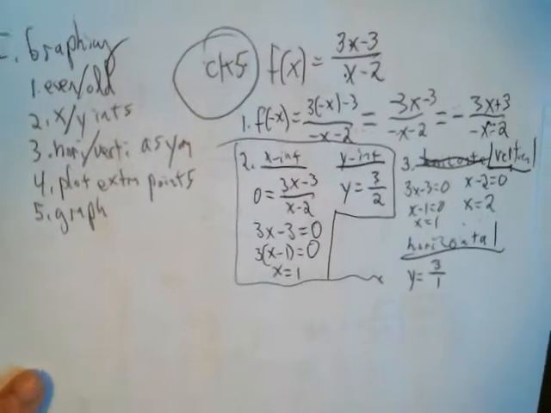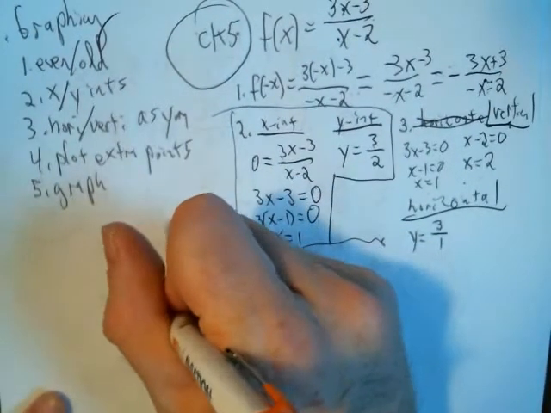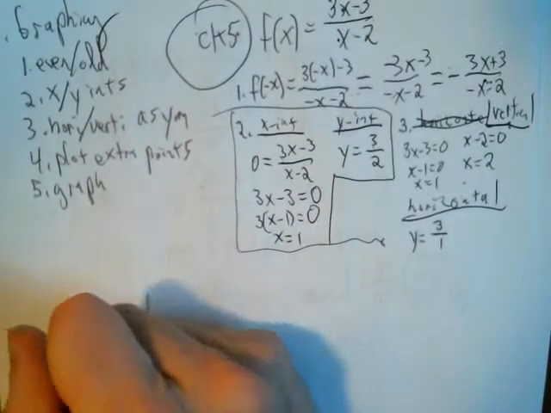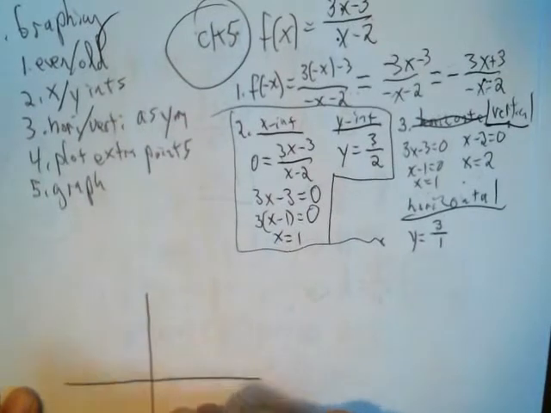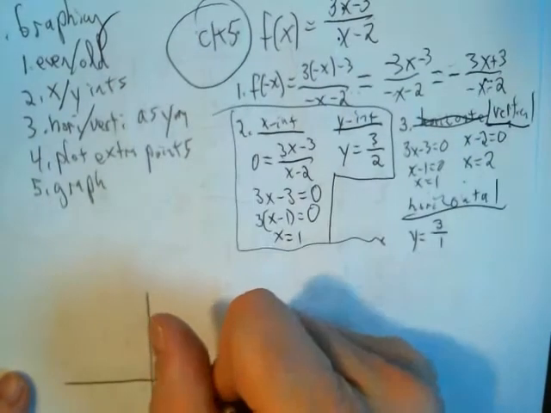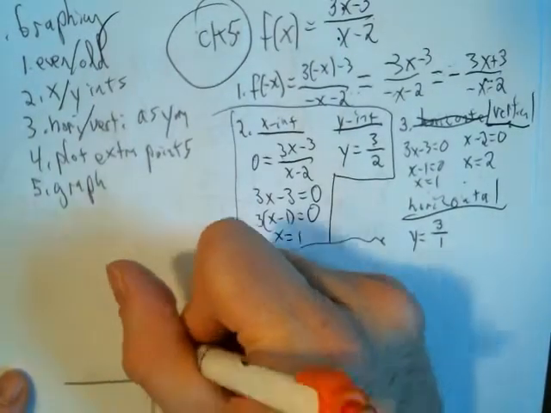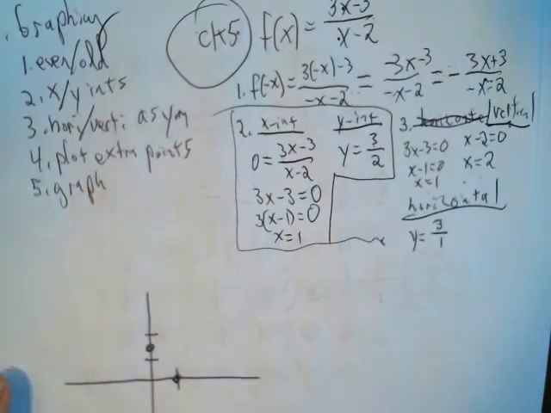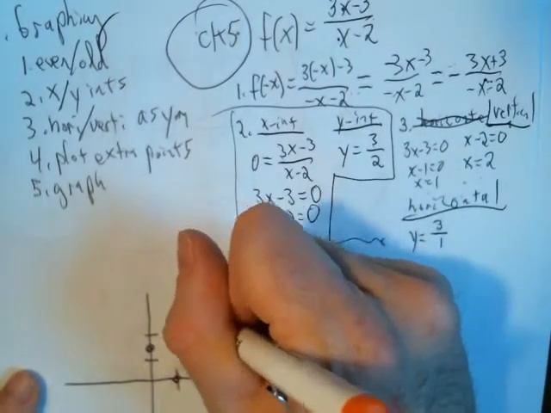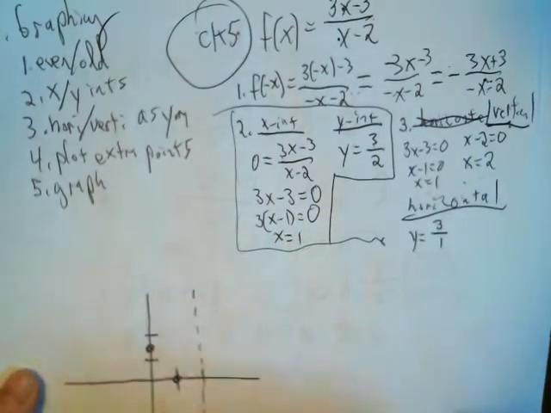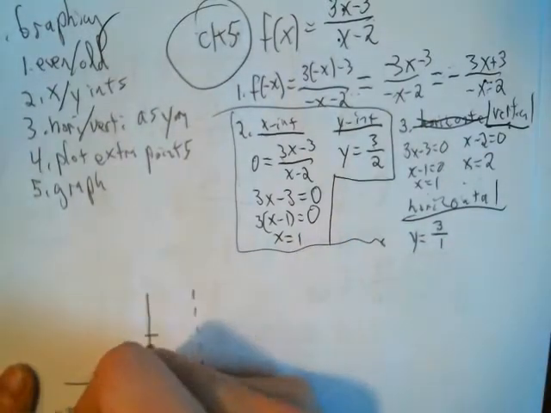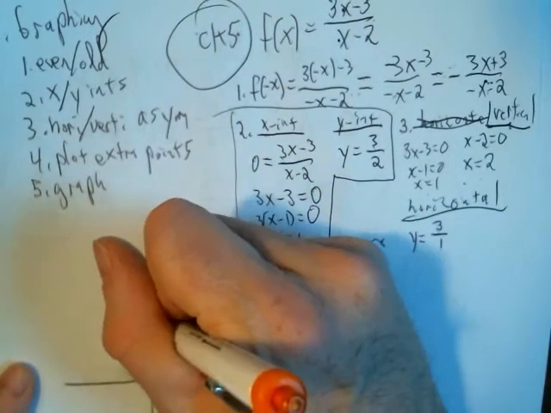Okay, let's get it started. We can plot the x-intercept at x equals 1. There's a y-intercept at 3 halves. There's a vertical asymptote at x equals 2. And then there's going to be a horizontal asymptote at y equals 3.